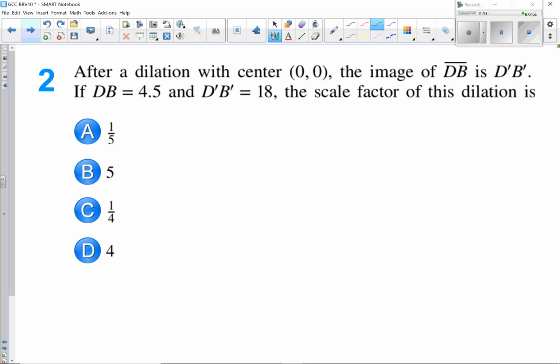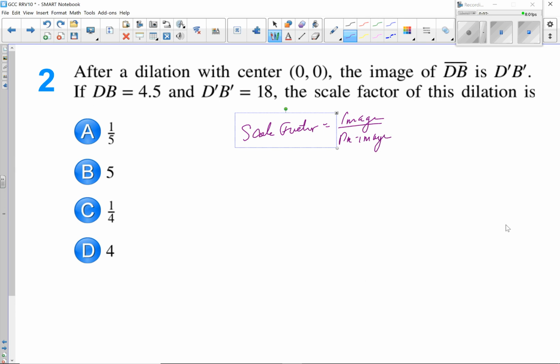Second question: after a dilation centered at 0, 0, the image of DB is D prime B prime. If DB is 4.5 and D prime B prime is 18, the scale factor of this dilation is what? So again, the key for this one is to remember that a scale factor is equal to the image over the pre-image.